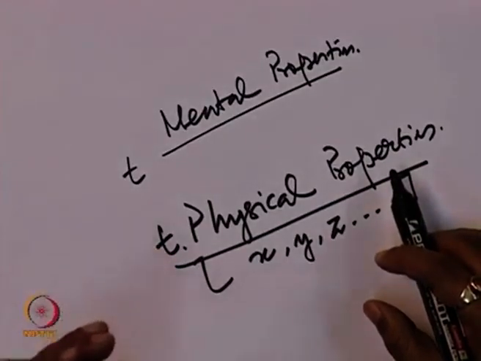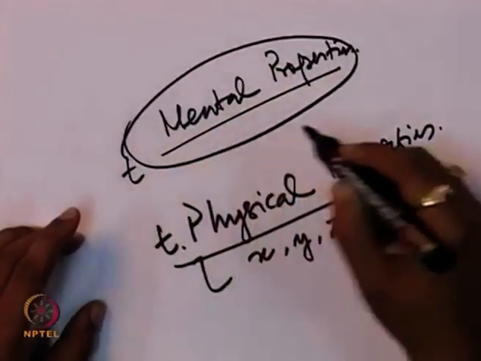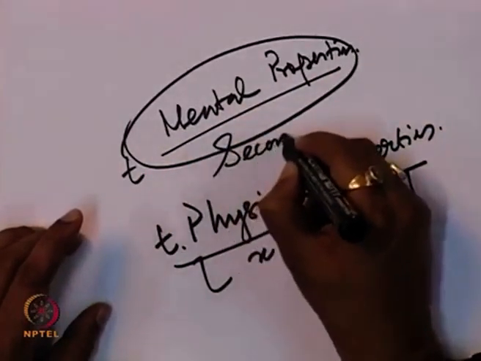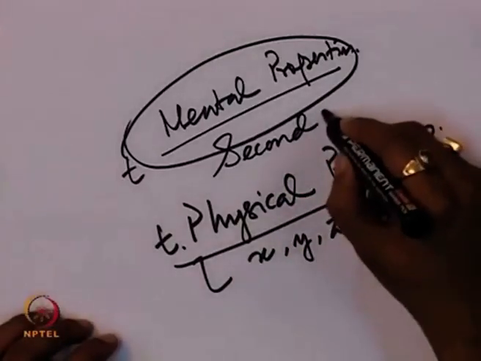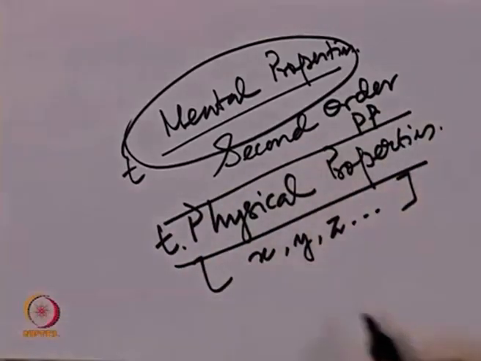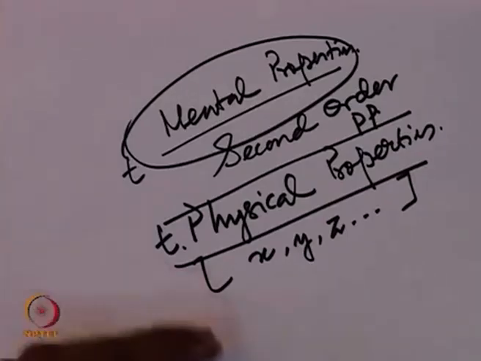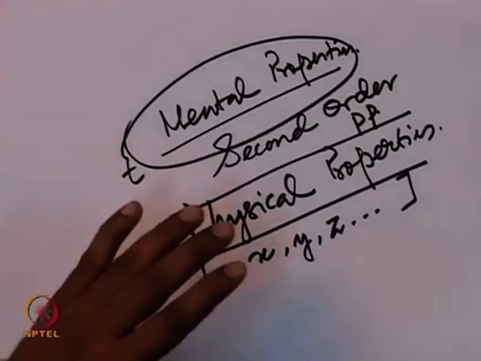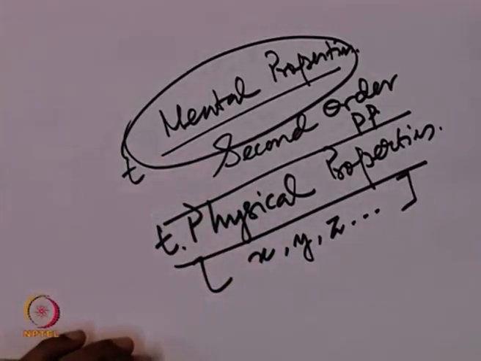So, he says these mental properties could be considered as second order physical properties. They are second order physical properties. So, there are first order physical properties and there are second order physical properties. If we define in this way, there are primary qualities and there are secondary qualities. If you remember Berkeley suggesting, in fact critiquing, this distinction of primary qualities and secondary qualities.